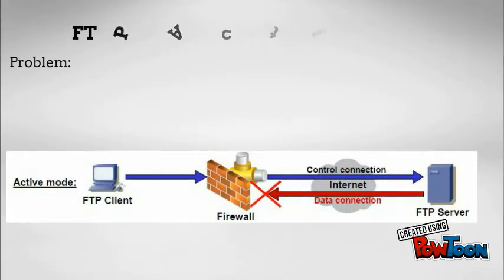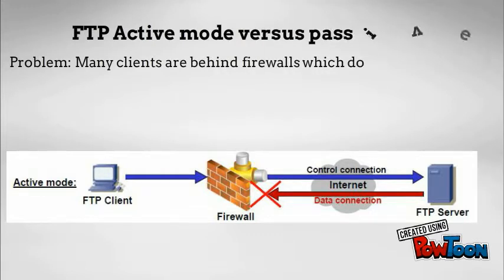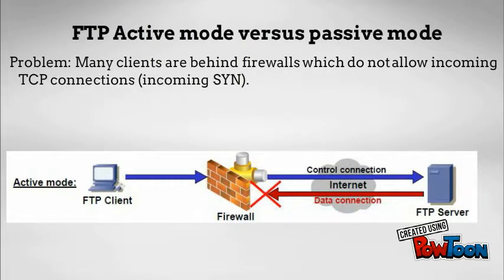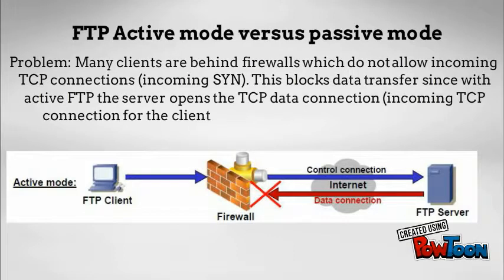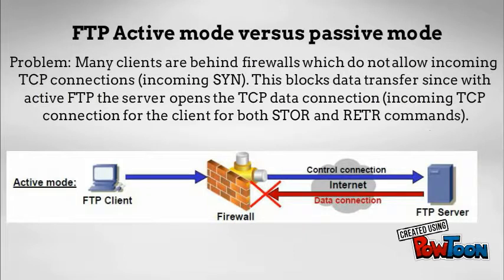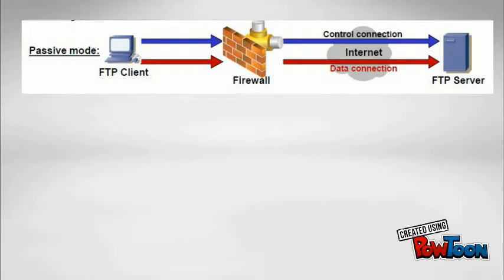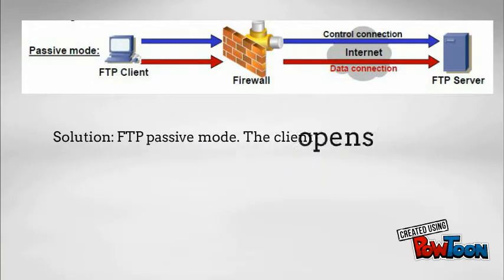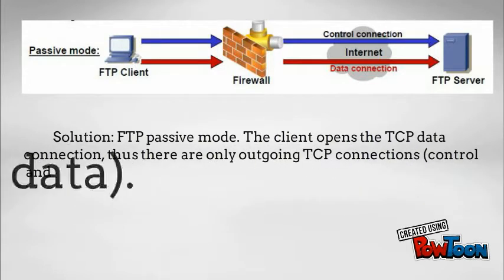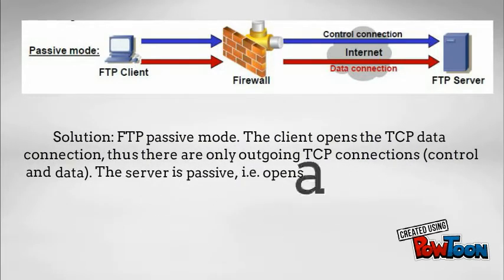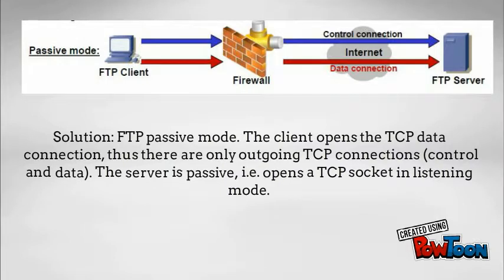In FTP active mode, many clients are behind firewalls which do not allow incoming TCP connections, incoming SYN. This blocks data transfer since with active FTP the server opens the TCP data connection, an incoming TCP connection for the client, for both store and return commands. The solution is FTP passive mode. The client opens the TCP data connection, thus there are only outgoing TCP connections, control and data. The server is passive, that is, it opens the TCP socket in listening mode.